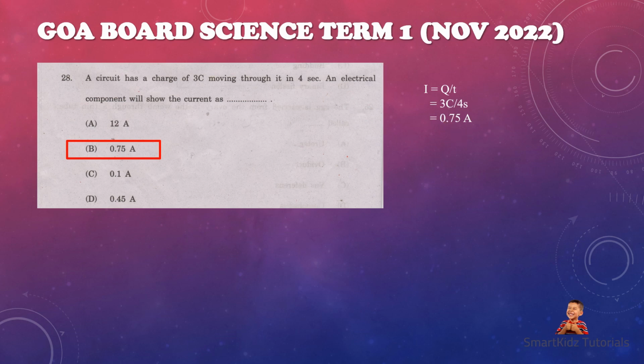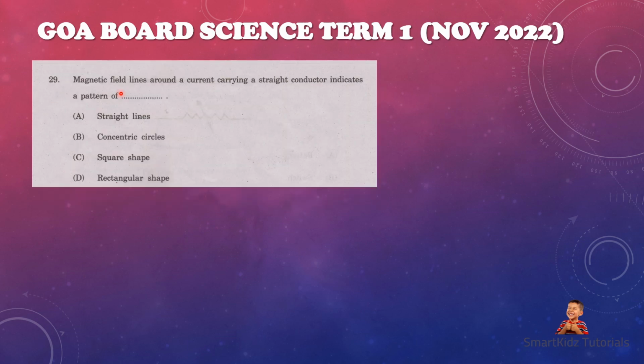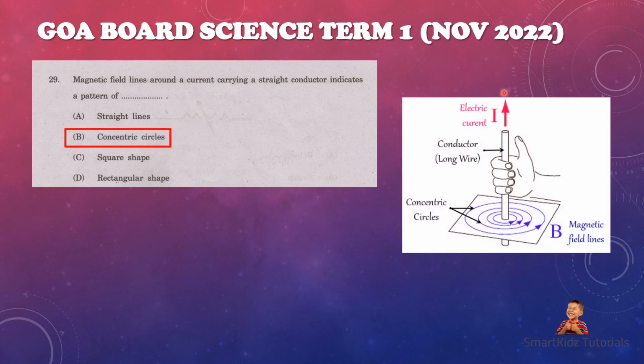Next, magnetic field lines around a current carrying straight conductor indicate a pattern of concentric circles. We'll have a look over here. So this is your current carrying straight conductor, and the magnetic fields around it are concentric circles, followed by more circles around it, giving you concentric circles.